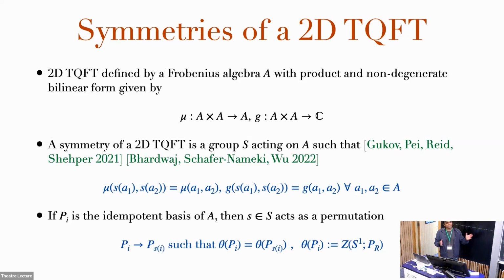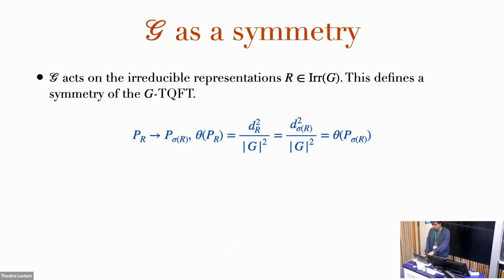Physically, these thetas will be just one-point functions of operators. This is just saying that this permutation permutes the local operators in the QFT but preserves the one-point function, which is the usual notion of a symmetry of a quantum field theory. So with this notion, we can now look at how the Galois group can be seen as a symmetry of a two-dimensional TQFT. We saw that we have this action of the Galois group on representations through permutations.